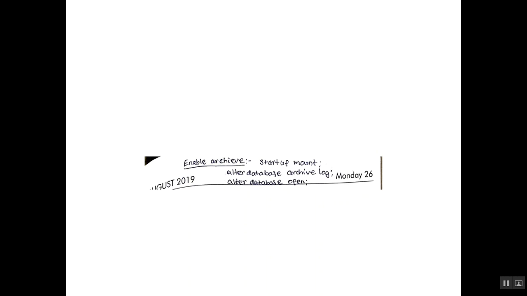How can we enable archive log? Log in to SQL, execute the startup mount command. Next, alter database archivelog. Next, execute the command alter database open.